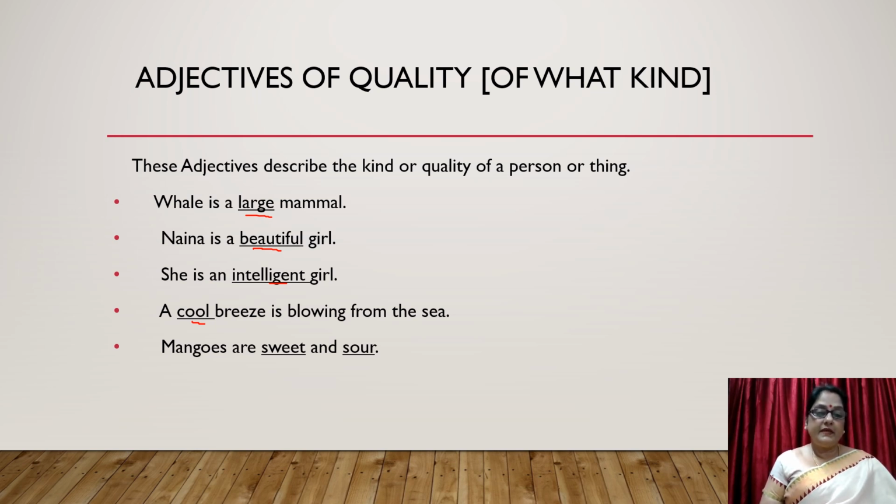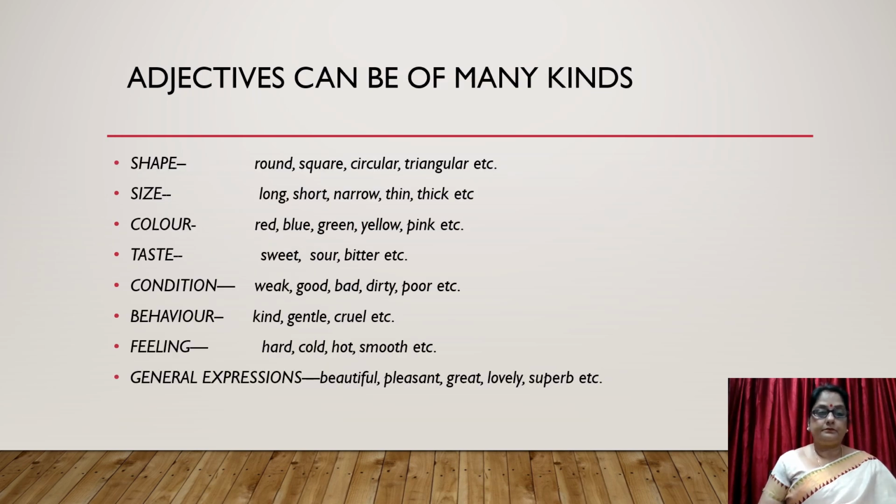Mangoes are sweet and sour. What kind of mangoes are these? Some are sweet and some are sour. Now, adjectives can be of many kinds. So, like we can describe the shape of things, like round, square, circular, triangular, etc.